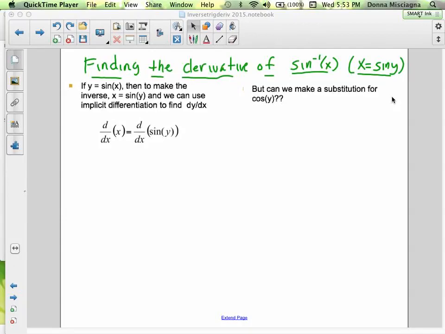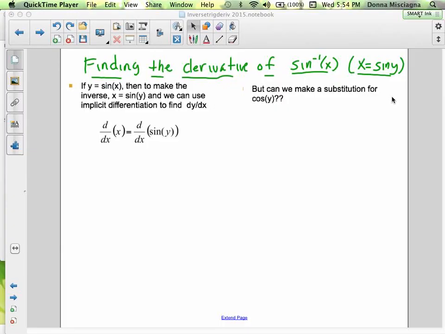To understand a formula, you need to understand how that formula was derived. We're going to derive the 6 inverse trig functions using our knowledge of inverses and implicit differentiation. So first off, finding the derivative of arcsine.